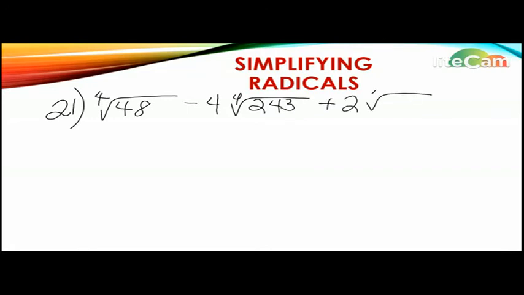All right, here's another one. Let's try number 21. The fourth root of 48 minus 4 times the fourth root of 243 plus 2 times the fourth root of 80.